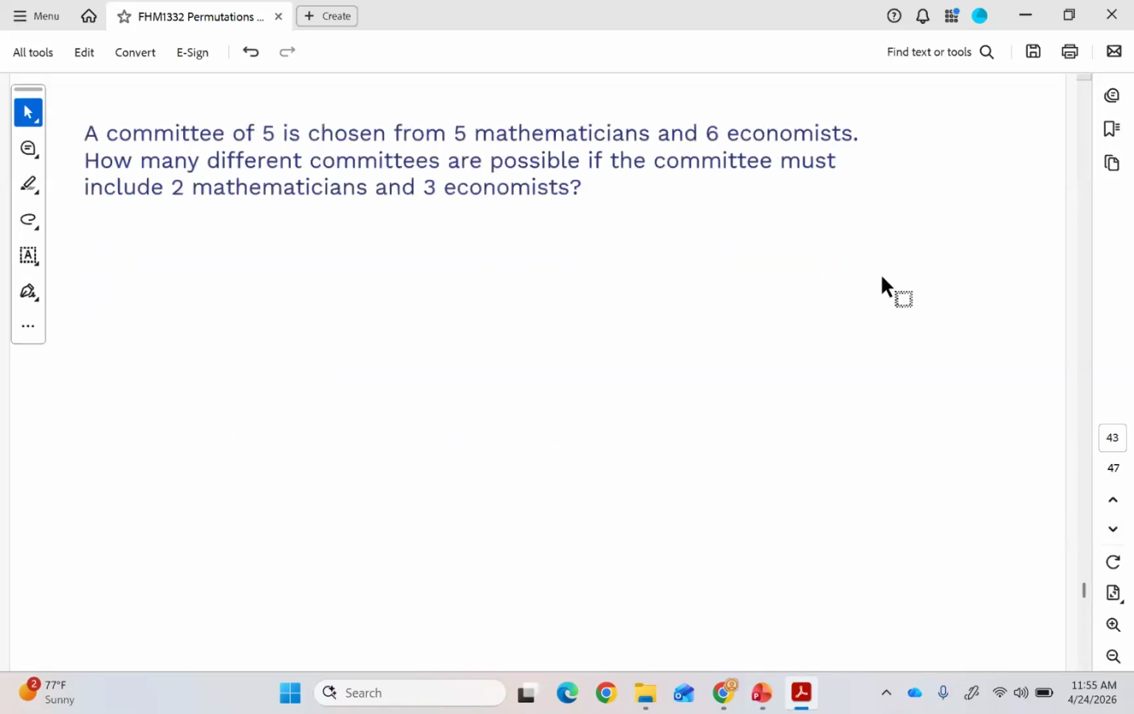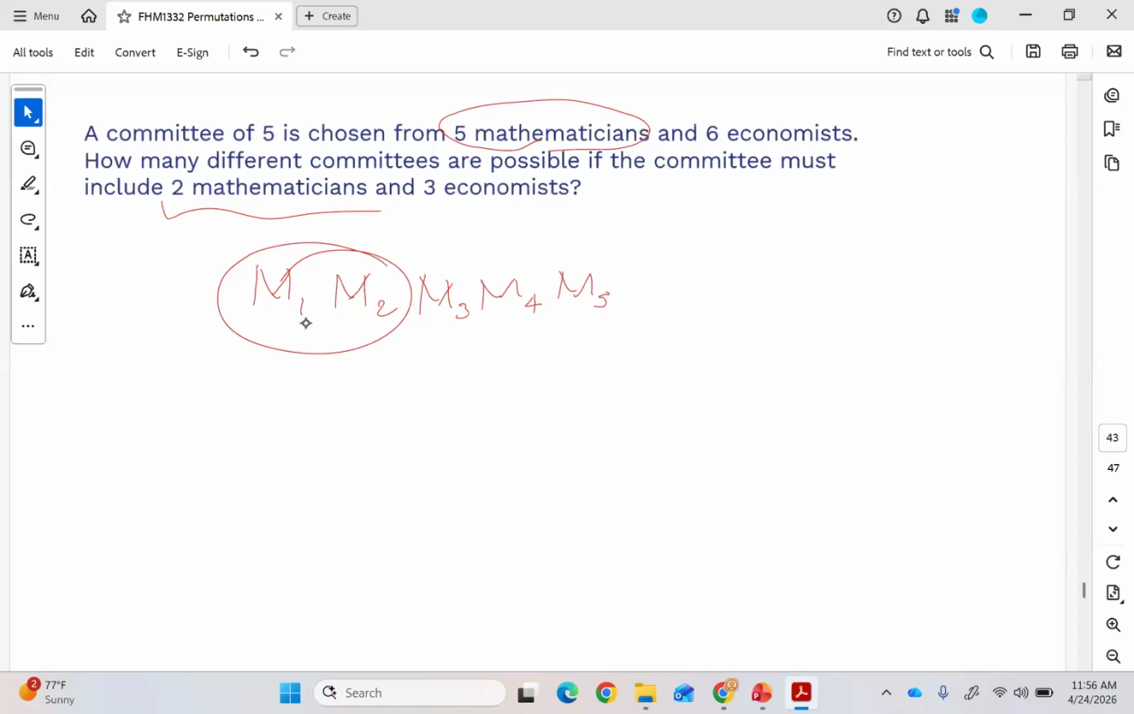For example, in this question, a committee of five is chosen from five mathematicians and six economists. How many different committees are possible if the committee must include two mathematicians and three economists? So from the total five mathematicians, I want to select two. So let me call them M1, M2, M3, M4, and M5. And the important thing is that once you select the two, it doesn't really matter the order. So it would be exactly the same too.